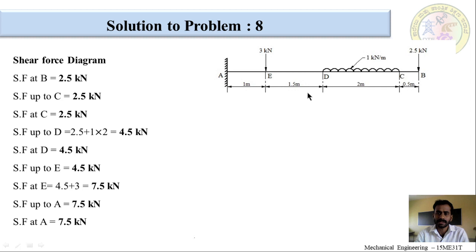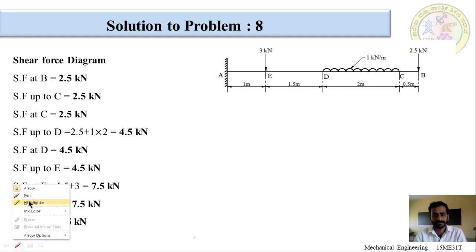Now, what is shear force at C? At C there is no point load, okay, but from C it is a UDL between C and D. So, then also there is no sudden increase in the shear force. So, it will remain constant, that is 2.5 kilonewtons. Now, what is shear force up to D? So, now the next point is D. So, up to D, from C to D, it is 2.5 kilonewton plus 1 into 2, because we have to replace this UDL by a point load.